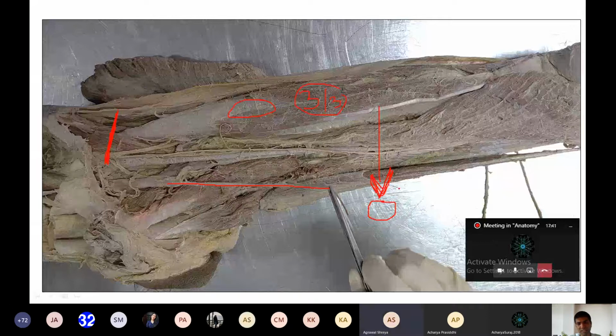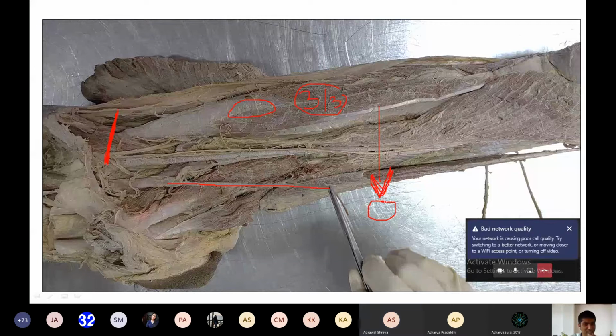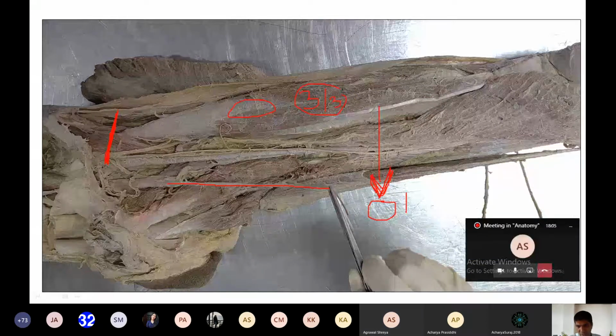Lateralis. Medial side or lateral side? Which side? How is it lateral? What is your view? How is it lateral? So I thought it's gracilis because the muscle is straight. No, it's medial. Okay, it's medial.